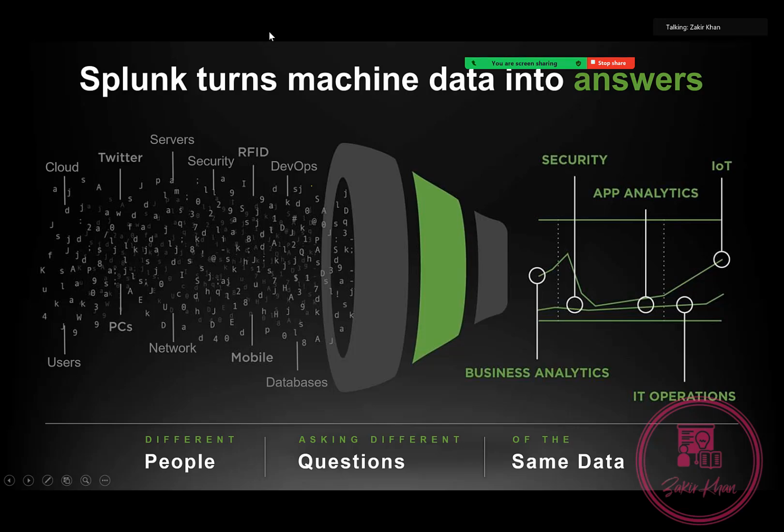What does Splunk do? Splunk turns machine data into answers. This is the short definition, and I will explain something more. For example, if you have one data set, different people can ask different types of questions of the same data. There is cloud data, user data, server data, security, network, mobile, databases. Any person in the business can ask different types of questions for that data.